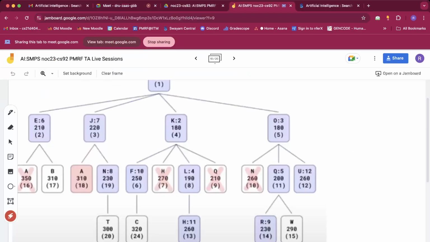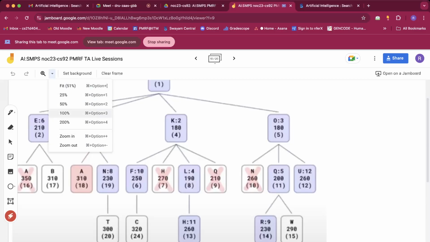So if you continue to explore the solution and build the search tree, you will see that you will find several instances where this propagation improvement is helping you out. Similarly, you will also cross out Q at some point, N at some point, and A at some point. So yeah, this is how you build a search tree for A star.